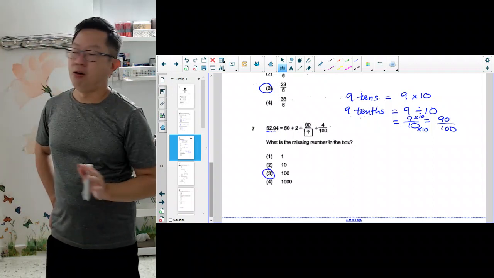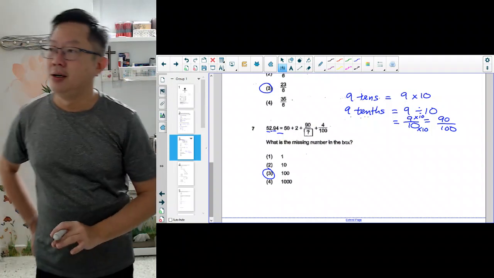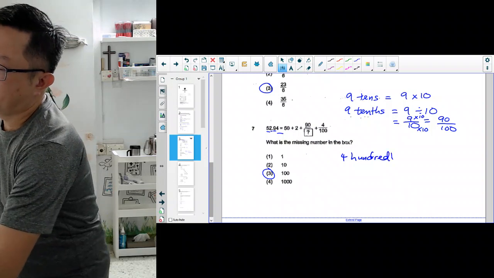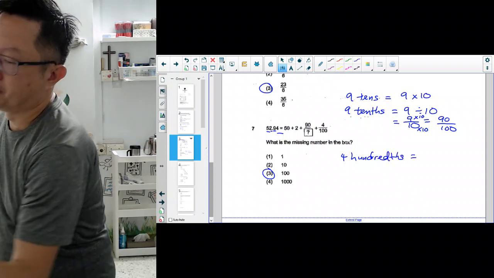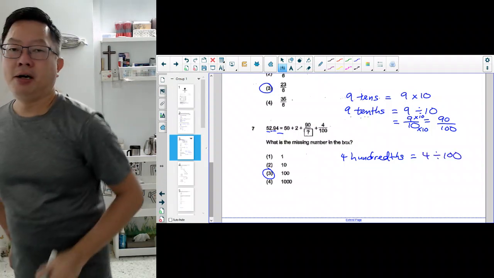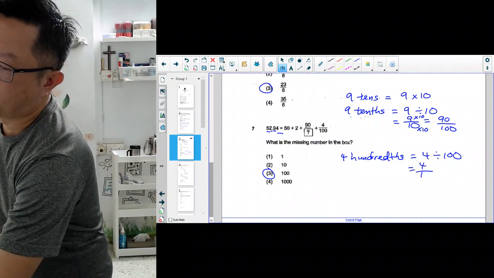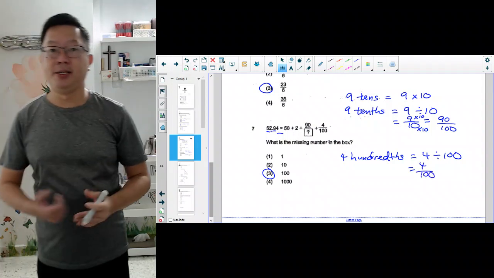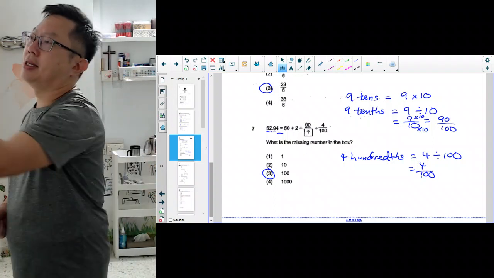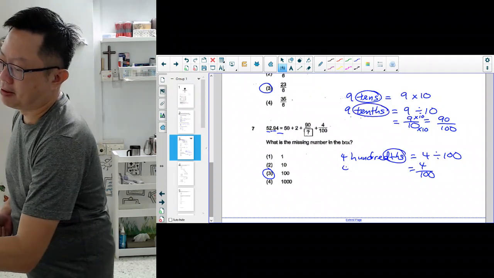And what is your 4? The value of the digit 4. That is your 400. Okay, so let's have a quick recap. So 400. If you see there's a TH, it means that you have to divide, which means that 4 divided by 100. And how do you write as a fraction? Every time you see a dividing, it is 4 out of 100. So your fraction is like a dividing. Okay, so that's how you understand the difference between tens and tenths, and between hundreds and hundredths.